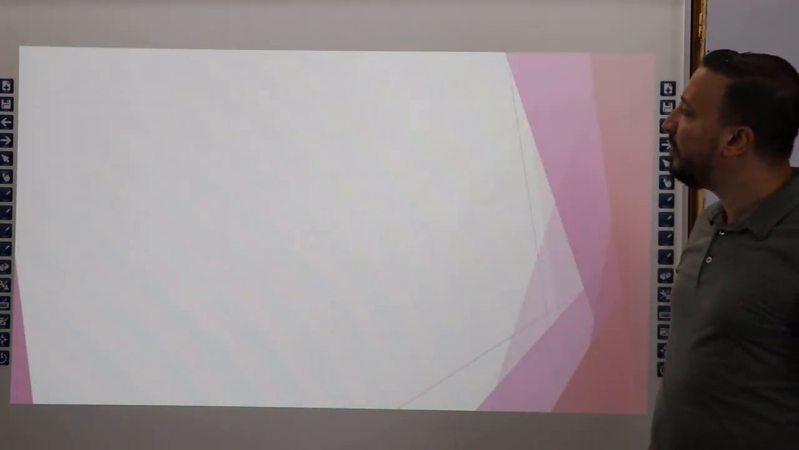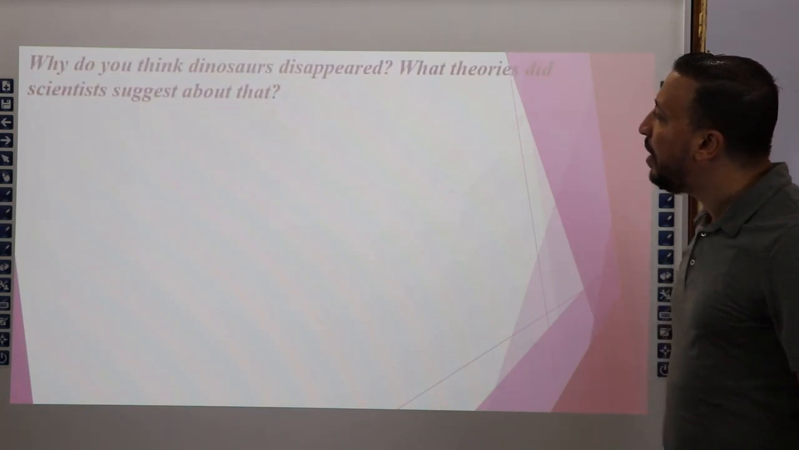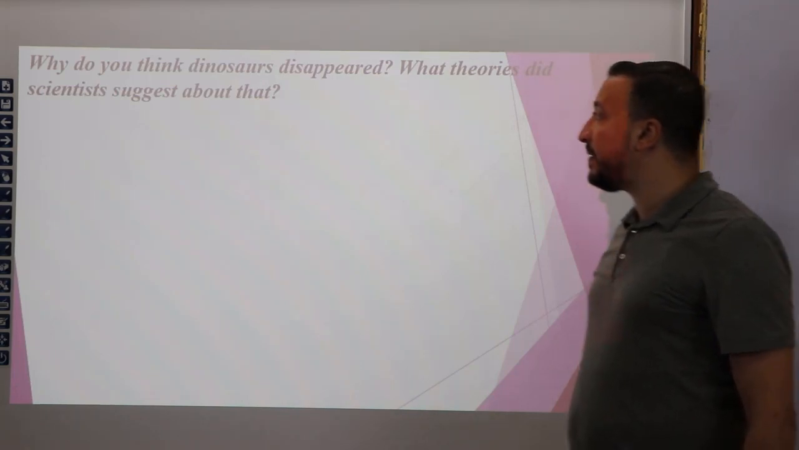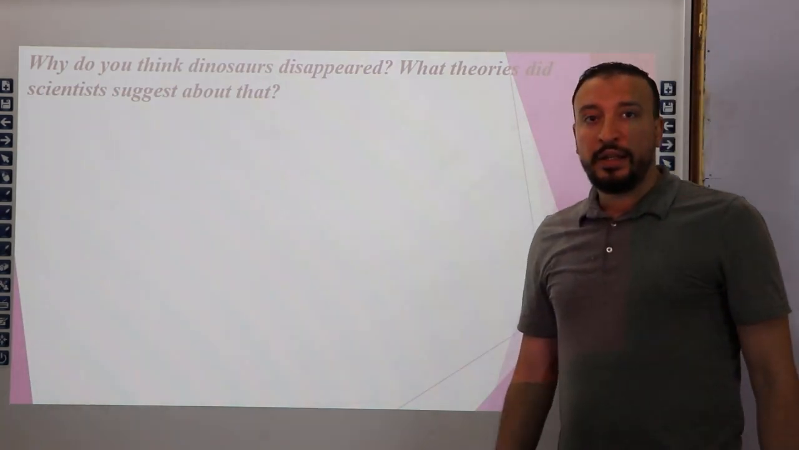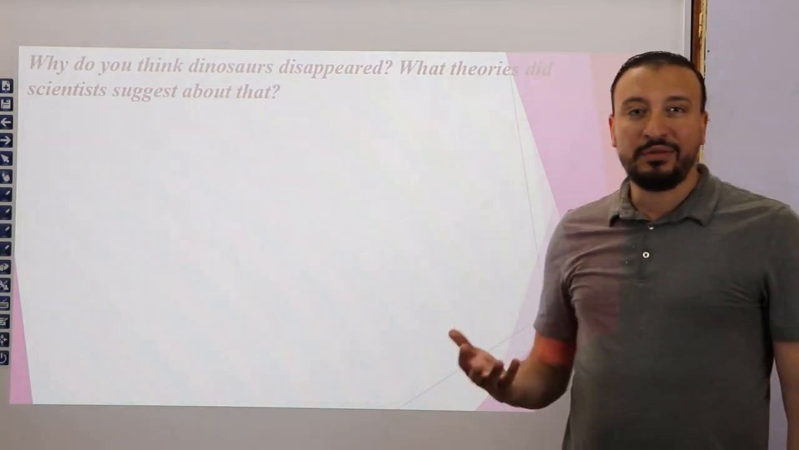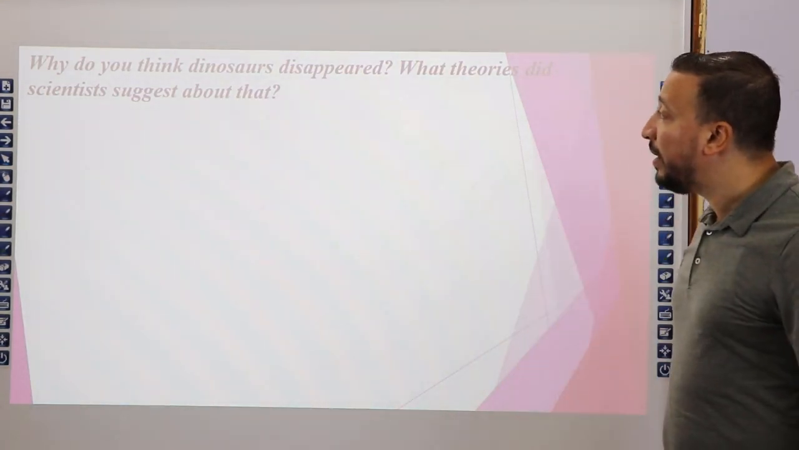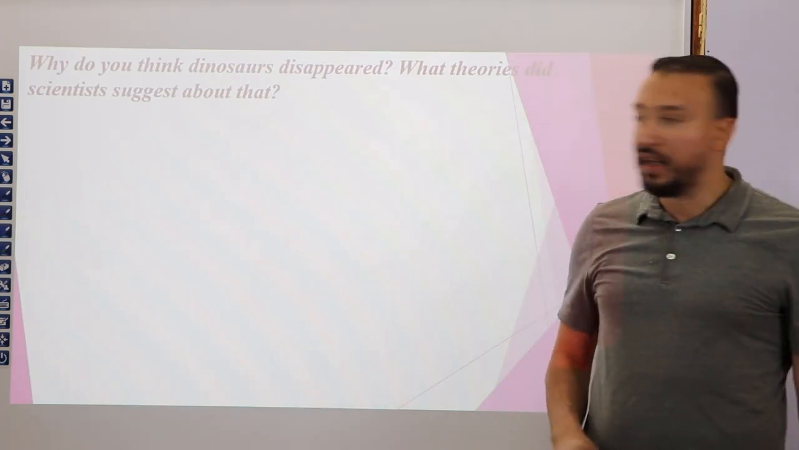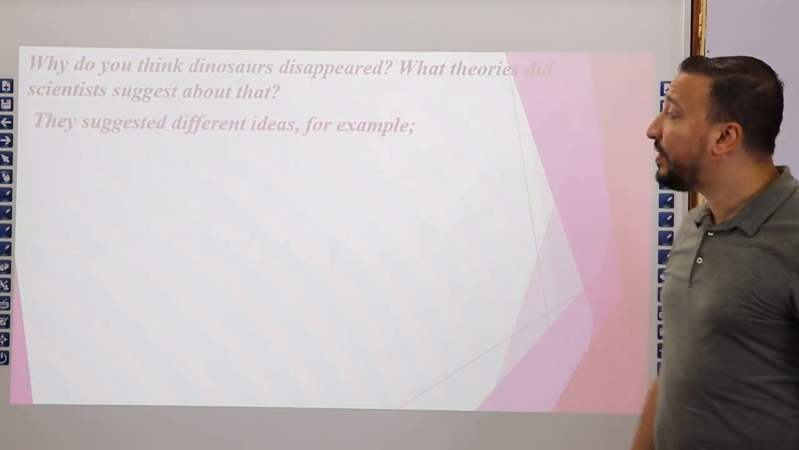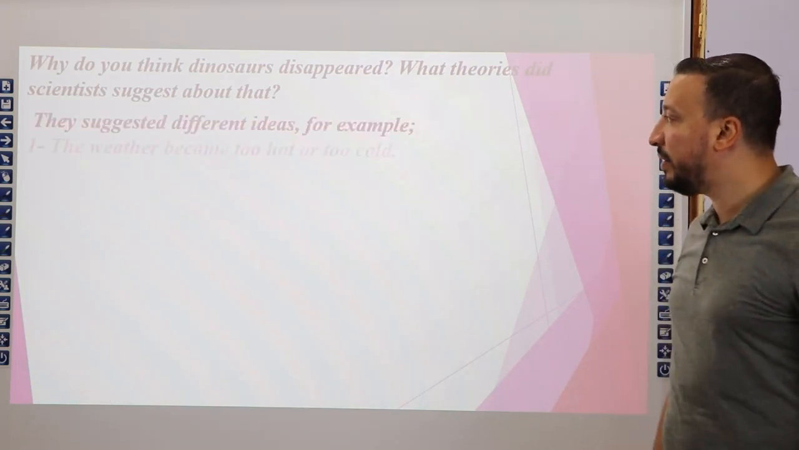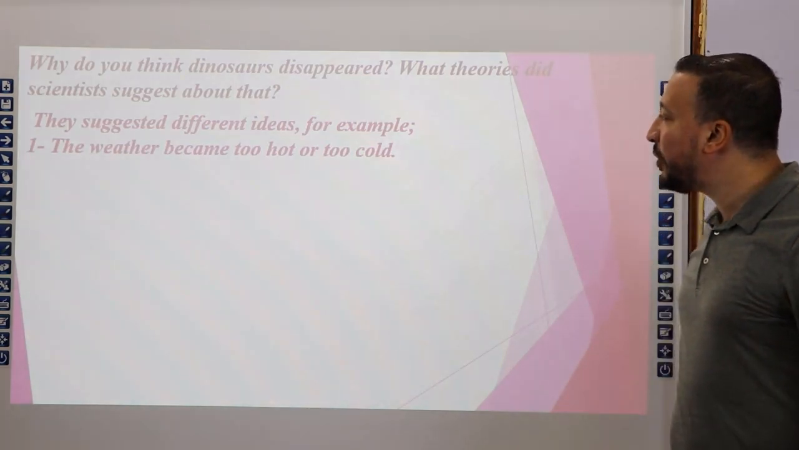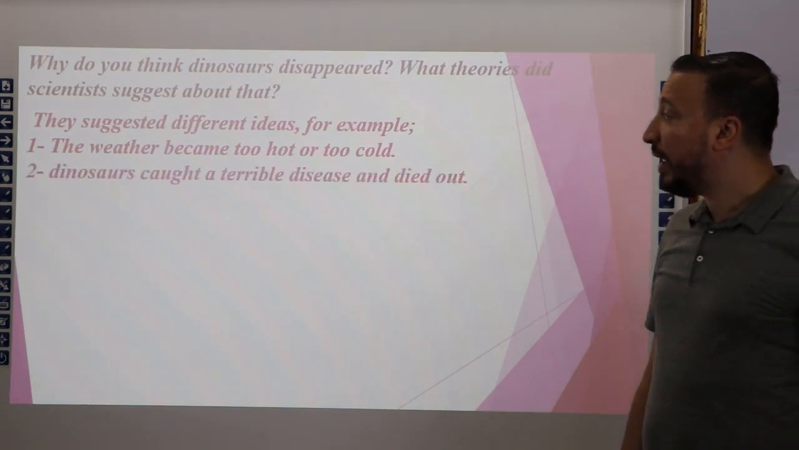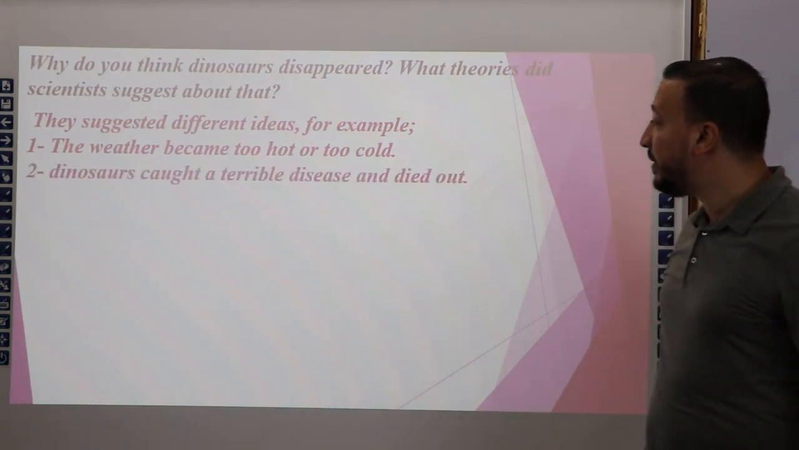Now, let's move to the second question. Why do you think dinosaurs disappeared? What theories did scientists suggest about it? تفتكروا ليه الديناصورات اختفت أو إيه النظريات اللي تم اقتراحها أو العلماء فكروا فيها إن كانت السبب في اختفاء الديناصور؟ They suggested different ideas. For example, the first one, the weather became too hot or too cold. يبقى التغير المناخي. Or dinosaurs caught a terrible disease and died out.